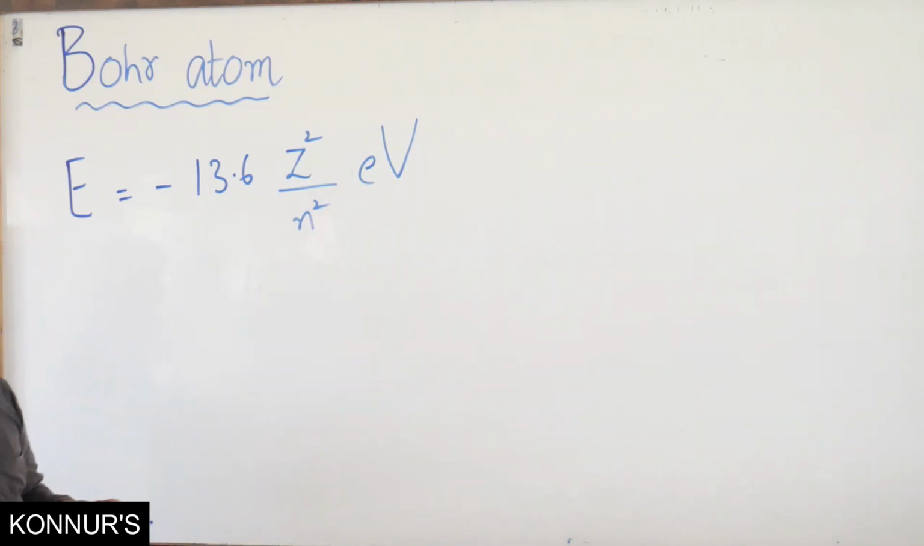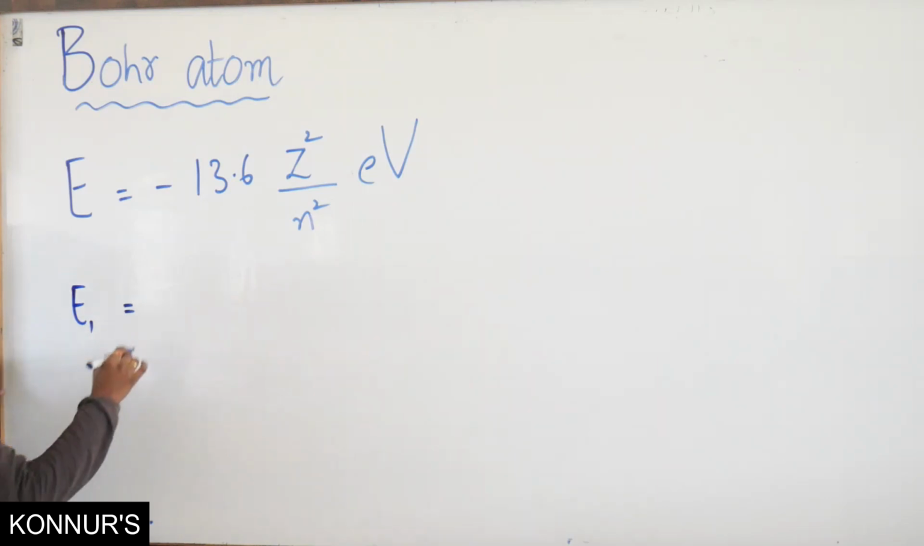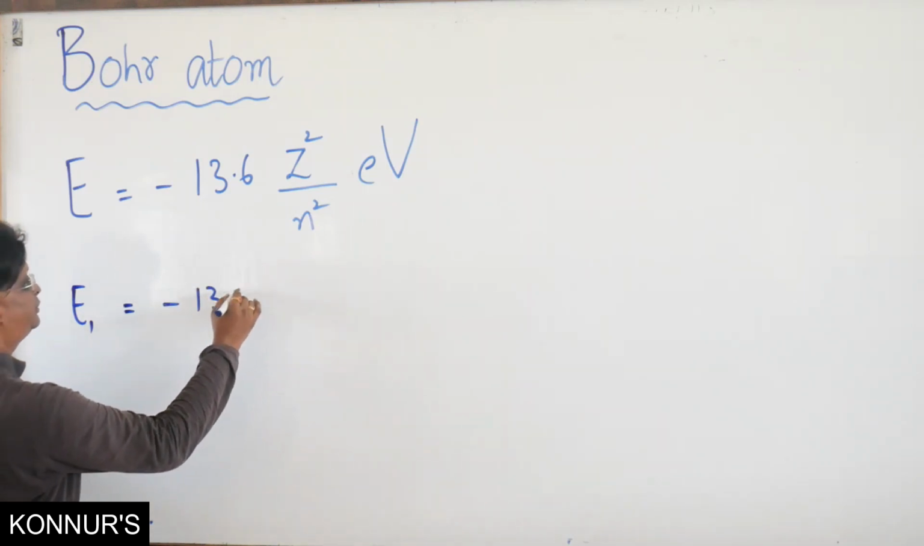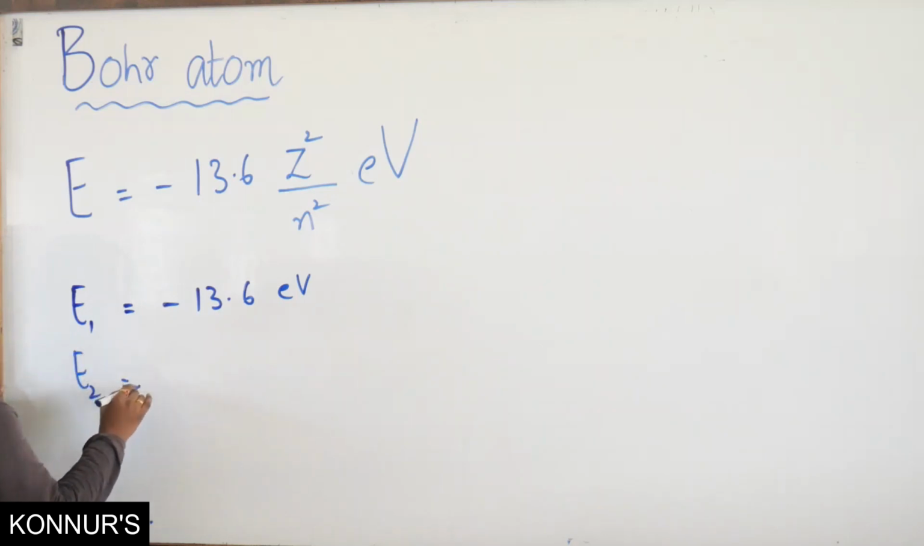Now here, the numbers as I have told you, suppose what is that E1? First energy becomes minus 13.6 eV. Now what is that E2?